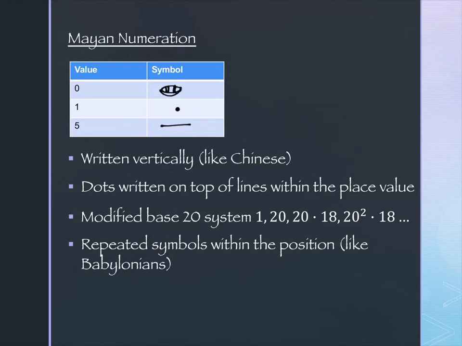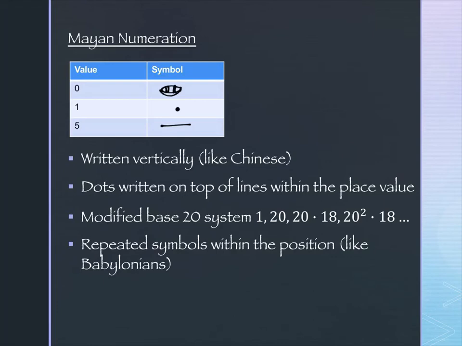What is it with zeros looking complicated? I don't know. It's not always looking like this either. Again, the other book that I teach out of doesn't look like this. It's got the same shape. They call this a clam shell. That's what they're calling it. All right, so back to the descriptions. The dots are written on top of the lines within the place value. So we have dots on top of lines.